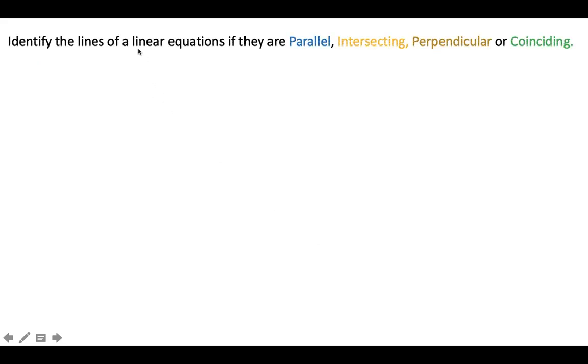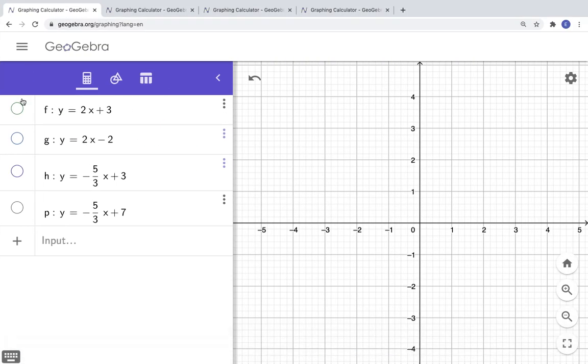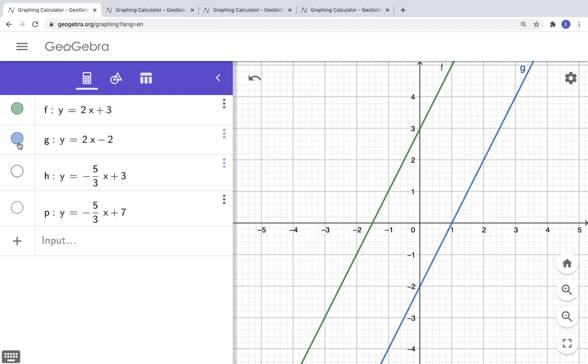So in a given linear equation, how do we know if their graphs are parallel, intersecting, perpendicular, or coinciding without even graphing them in a Cartesian plane? By just observing the equation, we can identify. So let us try these two sets of equations. This is the first set of equations.